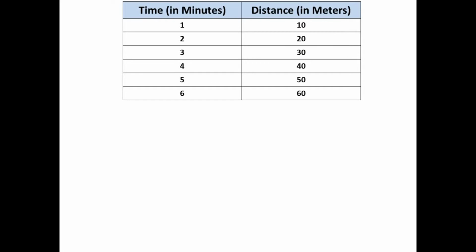Let us consider an example. An object covers 10 meters in 1 minute, 20 meters in 2 minutes, 30 meters in 3 minutes, 40 meters in 4 minutes, 50 meters in 5 minutes, and 60 meters in 6 minutes. That means the object has covered 10 meters in every minute. That means the object is covering equal distance in equal intervals of time. Thus, the motion is uniform motion.